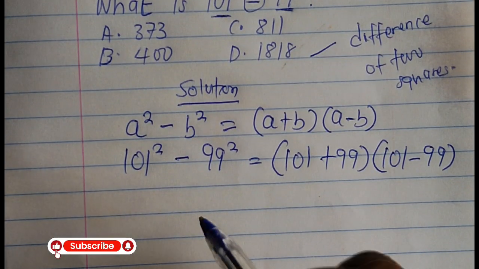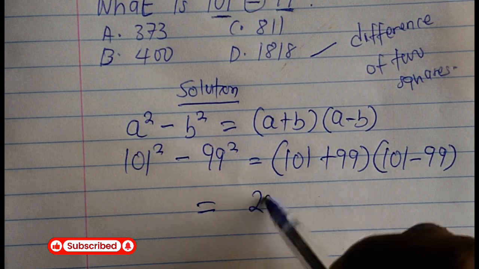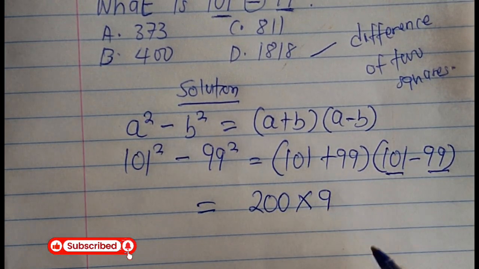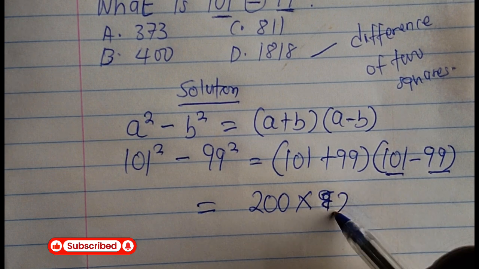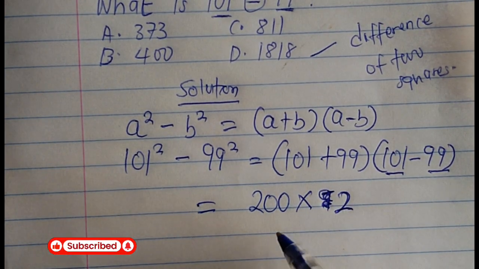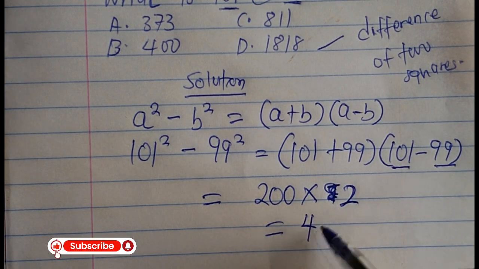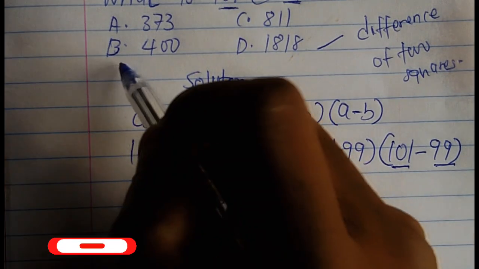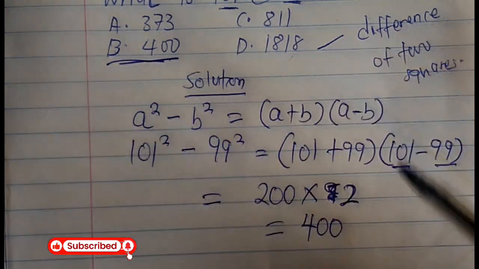So that will be equal to 200 times 101 minus 99. 101 minus 99 is equal to 2. So 200 times 2 will give us 400. So the answer to this question is option B, 400.